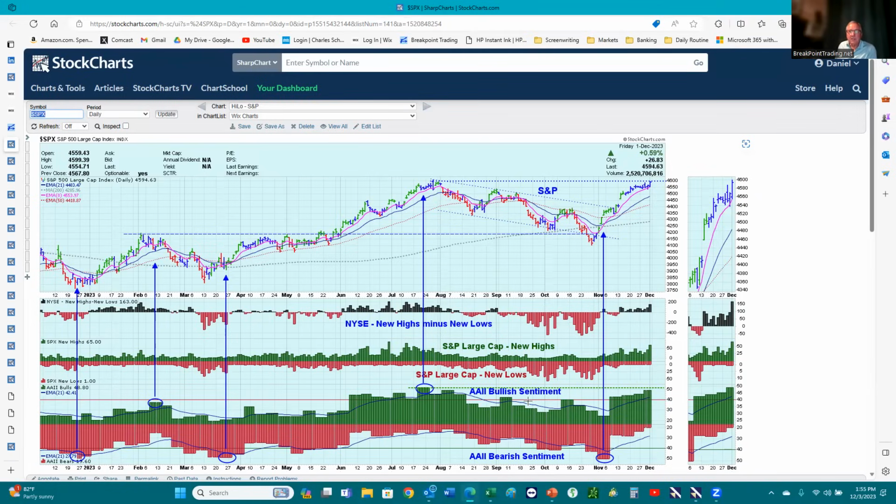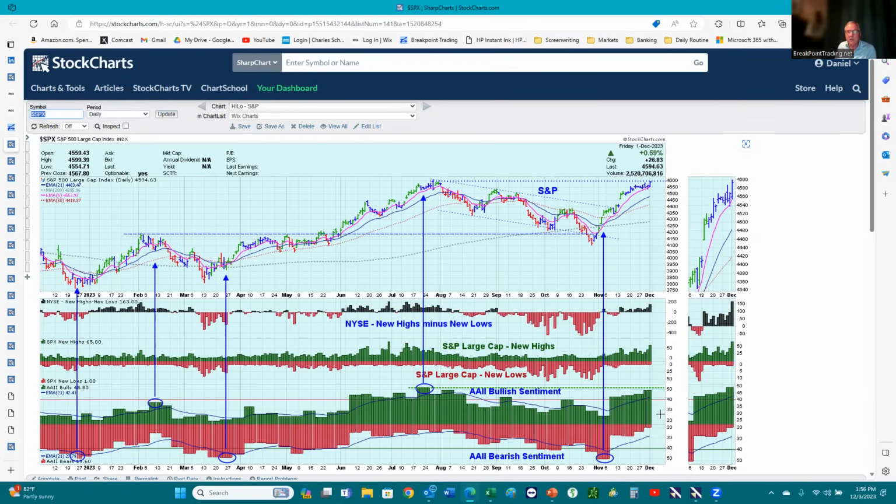But look at the bullish sentiment for the American Association of Individual Investors. Bullish sentiment is getting very, very extended. That means more people think the market is bullish than don't. You can see the red is the bearish sentiment. Fewer and fewer people are thinking bearish. In fact, it's as low or lower than it has been in a really long time.